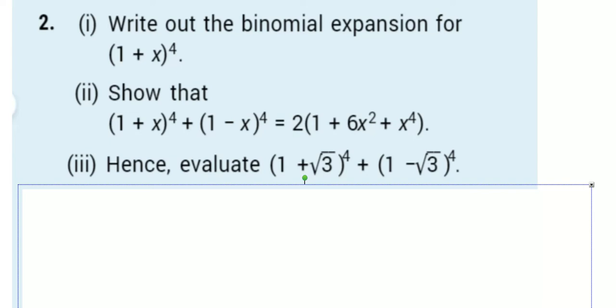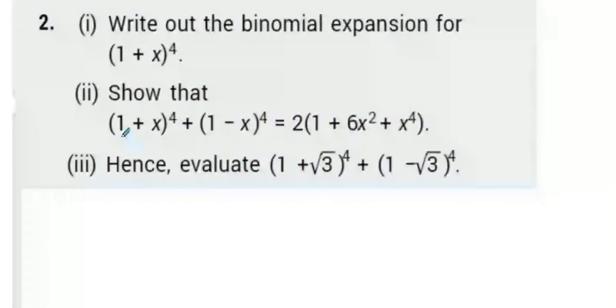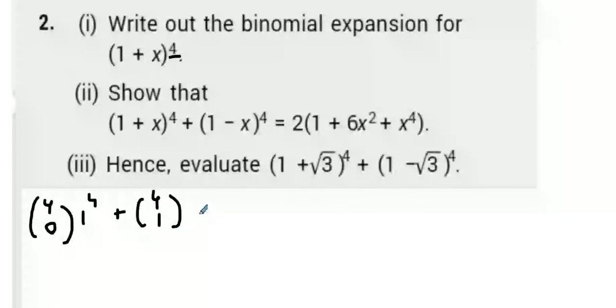Binomial term, okay? So what we're going to do is start off. It's to the power of 4, which means I'm expecting 5 items, okay? So here's what we're going to do. 4C0, 1 to the power of 4. 4C1, that is going to be 1 to the power of 3 and x to the power of 1.